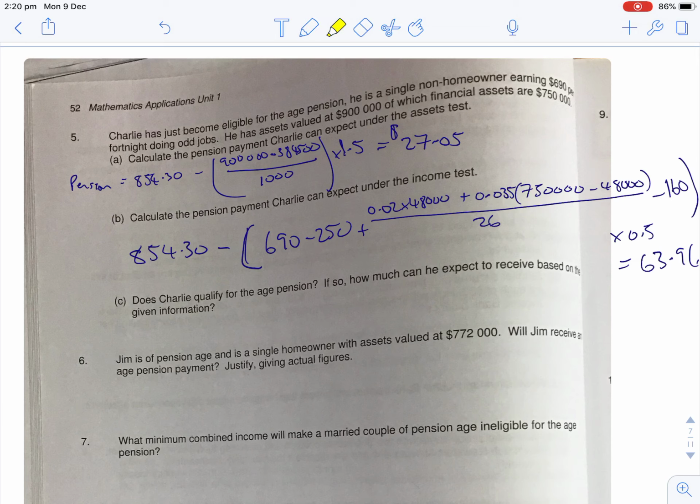Part C says, does he qualify for the age pension, and if so, how much will he get? Well, that comes down to, again, which is the lowest number of the two tests. In this case, his lowest one was under the assets test, and so that's what he will receive, the $27.05. And that's all we need to know for that one.